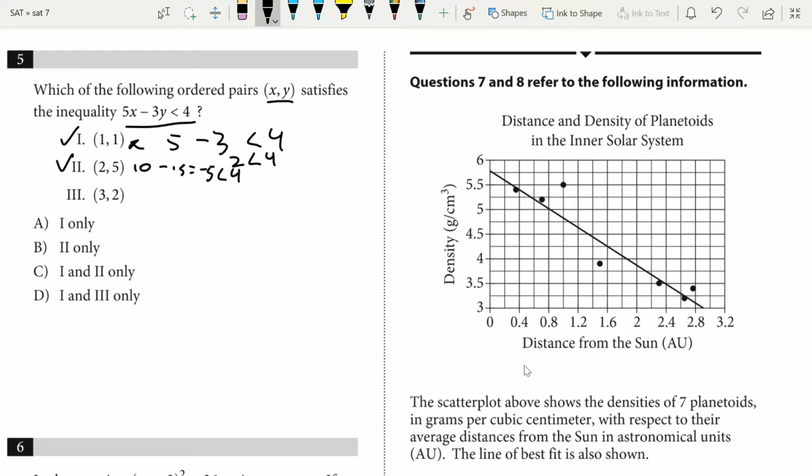And now I look at my answer choices. I know 1 and 2 have to work, so I know my answer is going to be C, and I don't have to check D, or check number 3. But if I were to, I plug in 3 for X, that's going to give me 3 times 5, 15. 15 minus 2 times 3, 15 minus 6, that gives me 9. 9 is not less than 4, so 3 does not work.